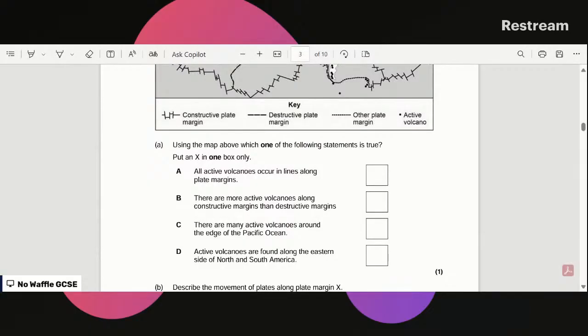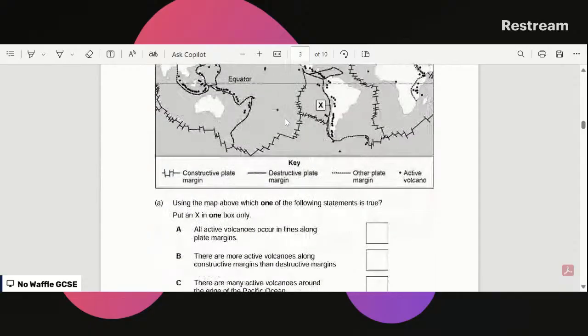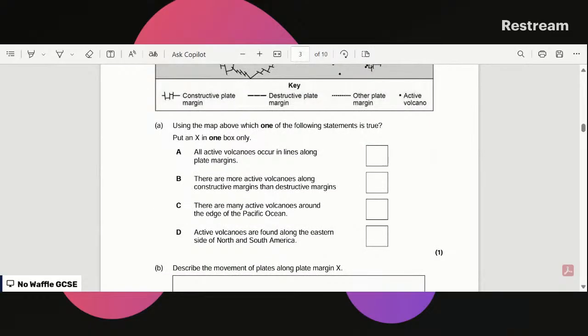No, there's hotspots that exist. There are more active volcanoes along constructive margins and destructive margins. Well, let's look at it. No, because you can see here, these are all constructive, and there's not many volcanoes here. But on these ones, which are destructive, there's lots of volcanoes forming. So, no. C. There are many active volcanoes around the edge of the Pacific Ocean.